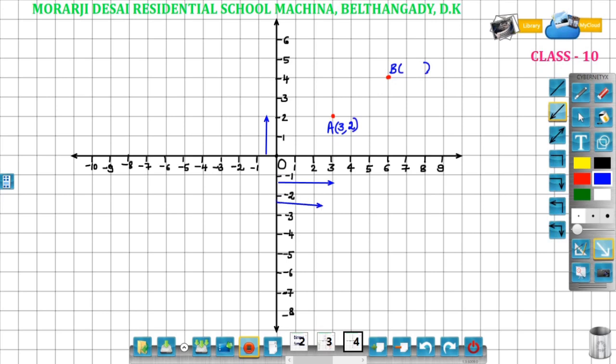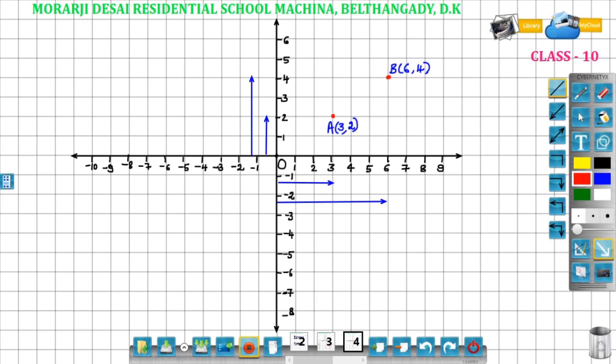Now, write the coordinates of point B. Write the distance of the point B along x-axis. It is at a distance 6 units. So, 6, along the y-axis, it is at a distance 4 units. So, y coordinate is 4. So, coordinates of point B is 6, 4. Coordinates of point A is 3, 2.